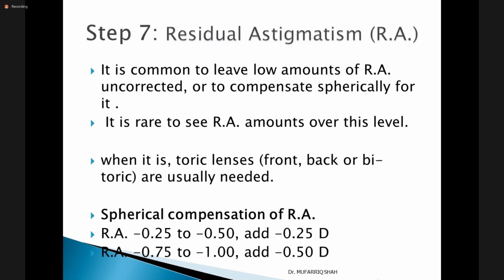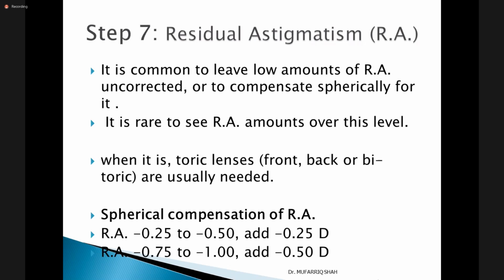Now, for residual astigmatism, this is step 7. It is common to leave a low amount of residual astigmatism uncorrected or to compensate spherically for it. So, in many cases, you will have a little bit of residual astigmatism even with the fitting of the RGP lenses. It is rare to see the residual astigmatism over this level. It may be roundabout plus minus one diopter. When it is toric lenses, front, back, or bitoric are usually needed. If it is more than one diopter, then probably you may need toric RGP lenses.